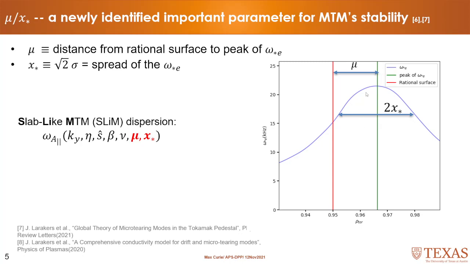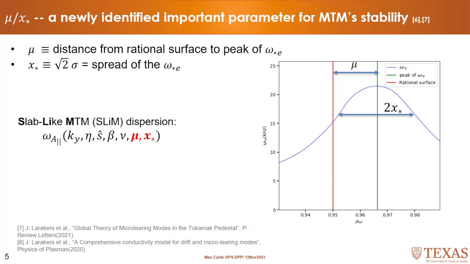Mu can be defined as the distance from the rational surface, marked as a red vertical line, to the peak of omega star E, marked as a red vertical line. And X star is the square root of sigma, where sigma is the standard deviation of a Gaussian function, where the omega star E will be fitted with a Gaussian function. In other words, X star can be considered as the spread of omega star E. The mu over X star then will be a really good parameter to describe the alignment of the rational surface to the peak of omega star E.